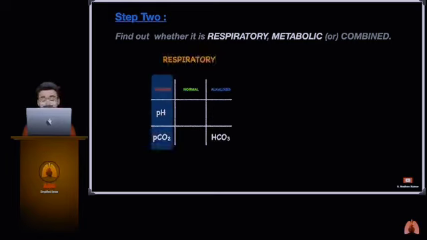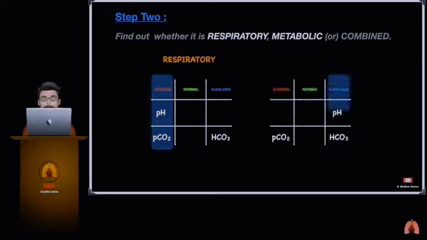If the pH is under the same column as PCO2, it is known as respiratory. And if the pH is under the same column as HCO3, it is called as metabolic. Here PCO2 represents lungs and HCO3 represents the kidneys.